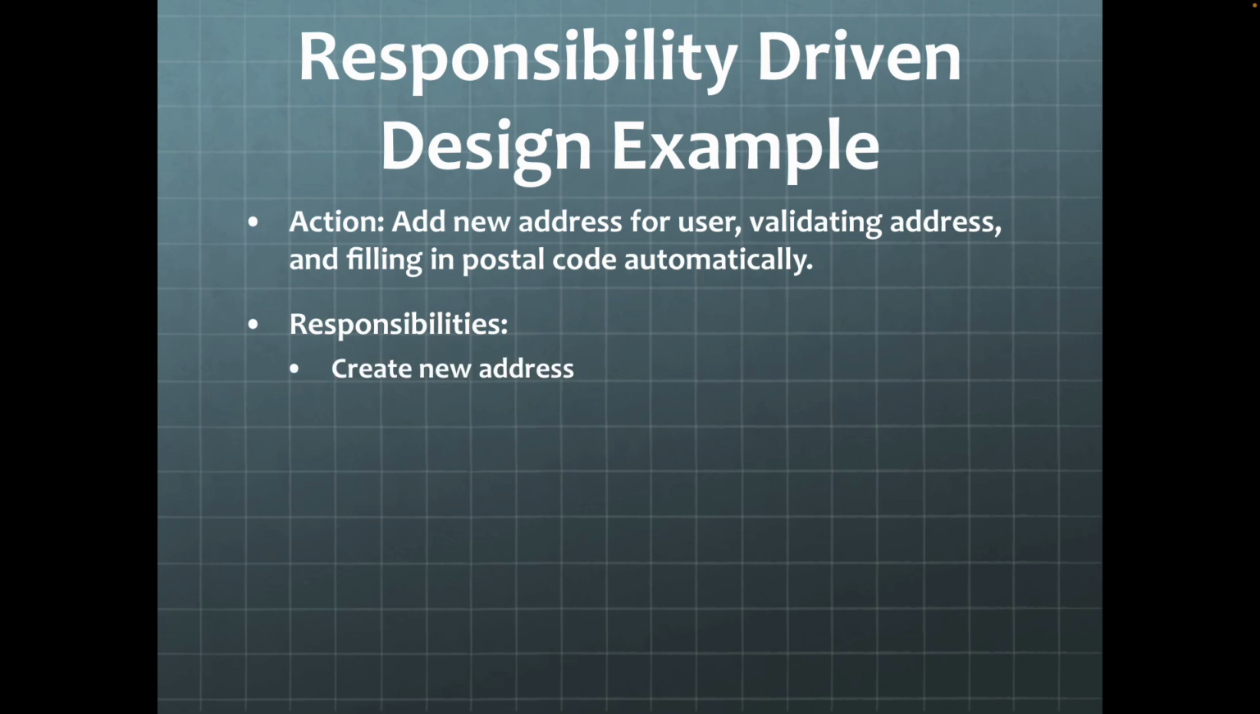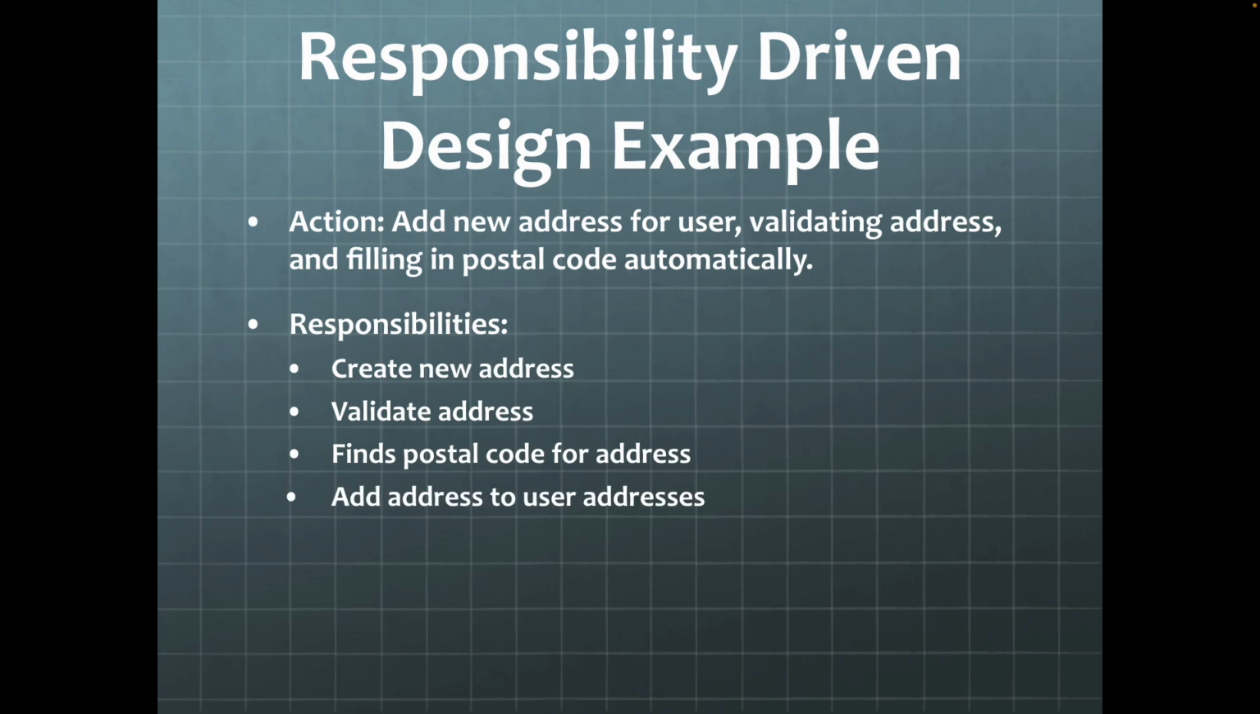So responsibilities. Create a new address. Validate the address. Validating the address is making sure the user entered a street that exists, not a street that doesn't exist. Finding the postal code for the address. That's a different responsibility. And then finally, the last one is adding the address to the user addresses. That's what completes the goal.